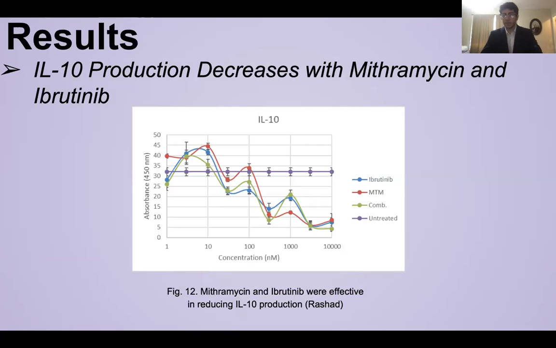However, there really wasn't any distinction between mithramycin, the combination, and ibrutinib, so I wasn't able to say if there was any difference between these treatments in reducing IL-10 production, but I do know that all 3 were effective in reducing the production of IL-10.